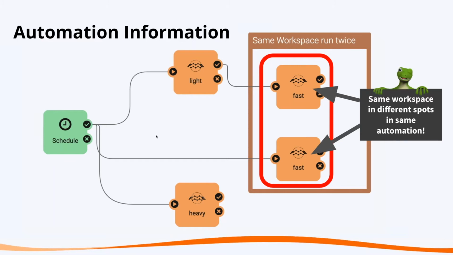And automations, it is possible you could have the same workspace in different spots in the same automation. And it makes sense that those workspaces may not take the same amount of resources because the parameters that are passed into the workspace can influence, of course, the amount of resources that that workspace would take.